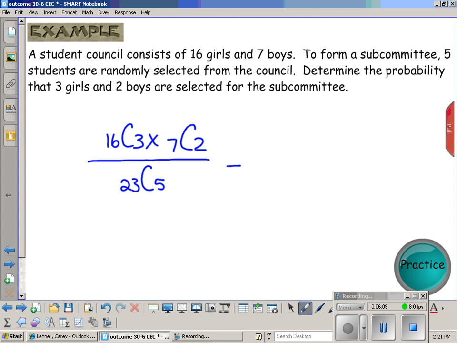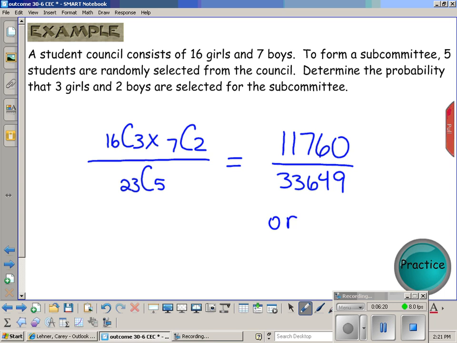So when we do these calculations, we get 11,760 over 33,649. There's your probability. If you don't like how that looks, you can change it to a percentage. So 34.9, or about 35%. So you have about a 35% chance that there's going to be 3 girls and 2 boys on that committee.